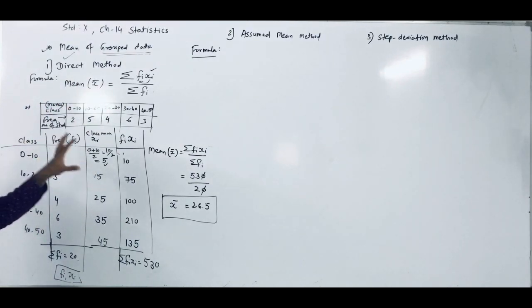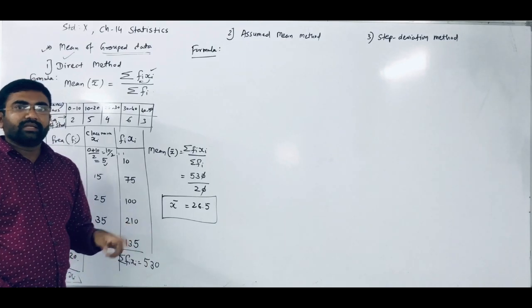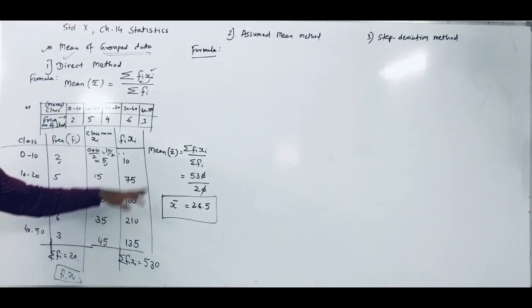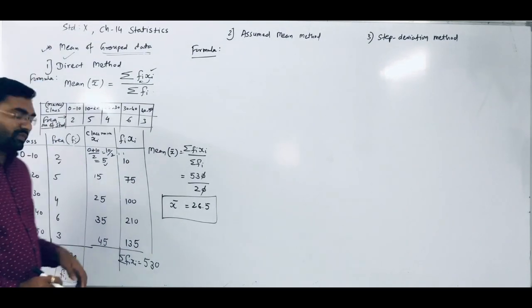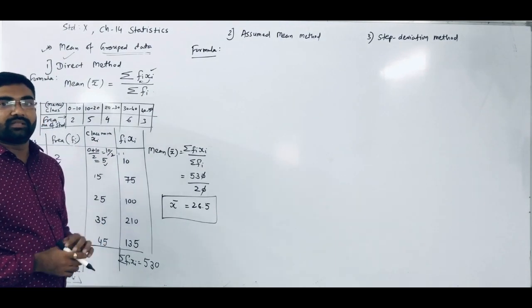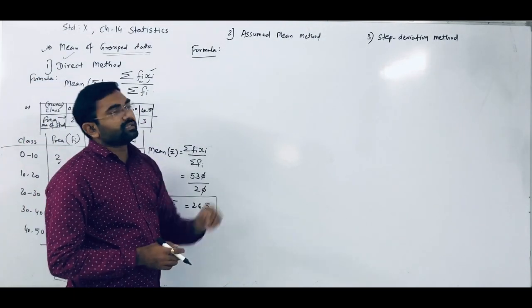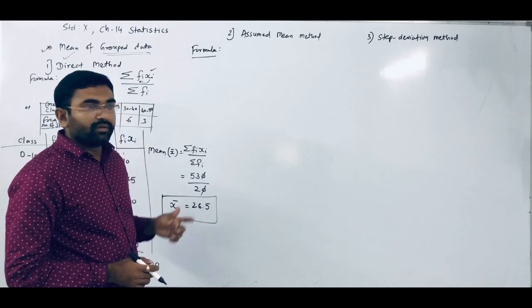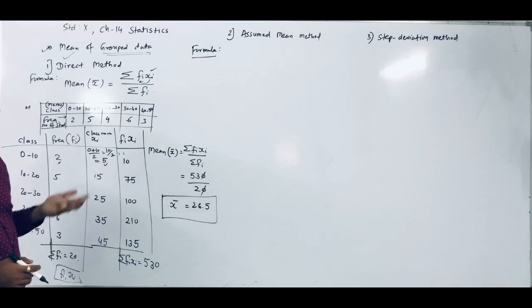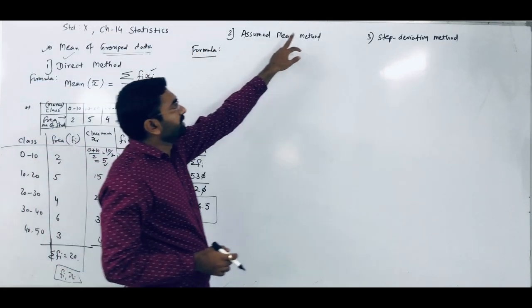Otherwise, you can find the mean by the direct method, but it takes too much time. If the fi and xi values are larger, then we require more time for finding the mean in the direct method. That's why we take another method which takes less time compared to the direct method. Whenever the number of observations is large, we use the assumed mean method.